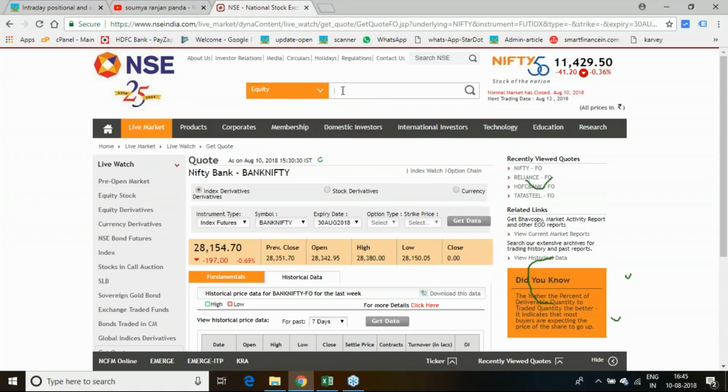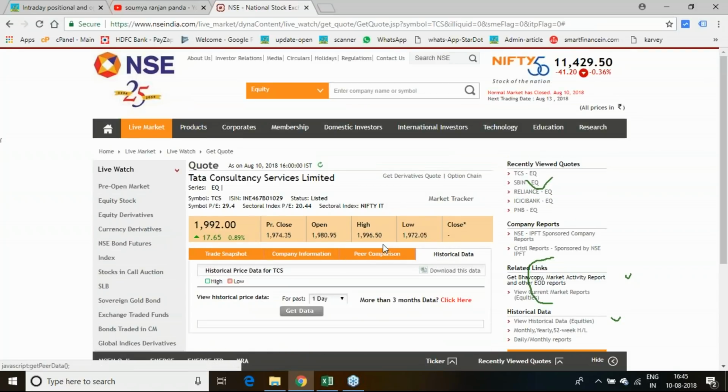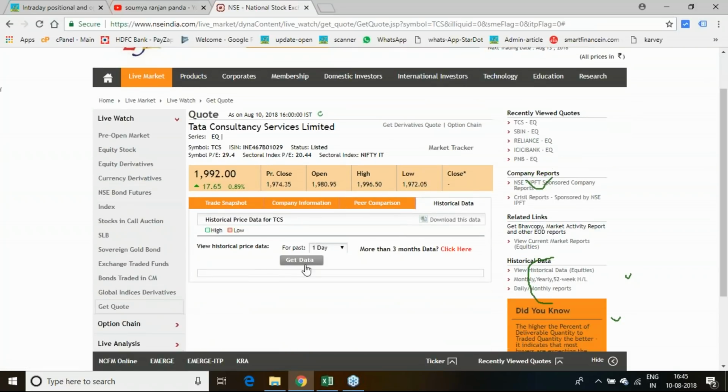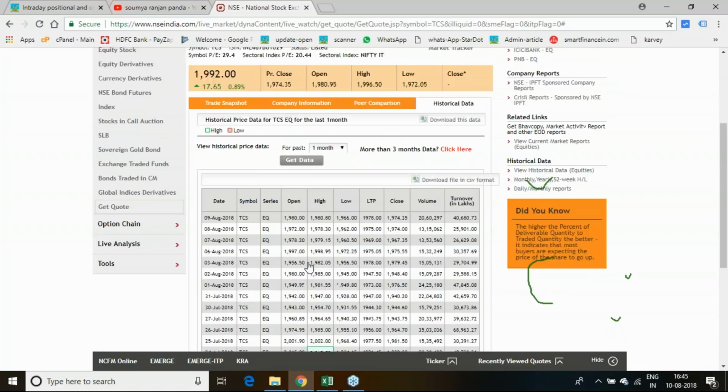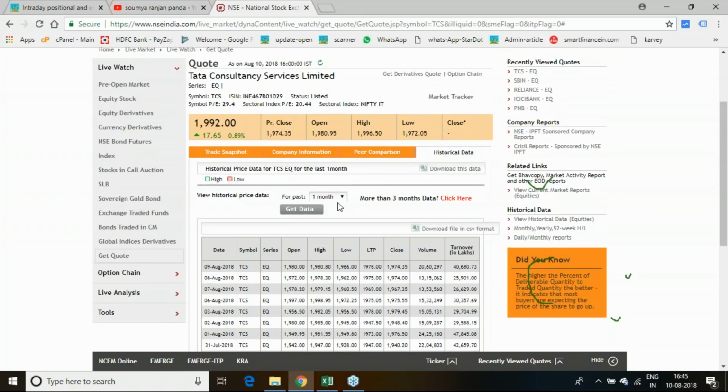So if I just go back to the TCS, these are the things we have analyzed. Tata Consultancy Services we have taken, and 1996.5 it has given. If I am taking trailing 1 month data, here for August month, better if I just go for 2 weeks data.